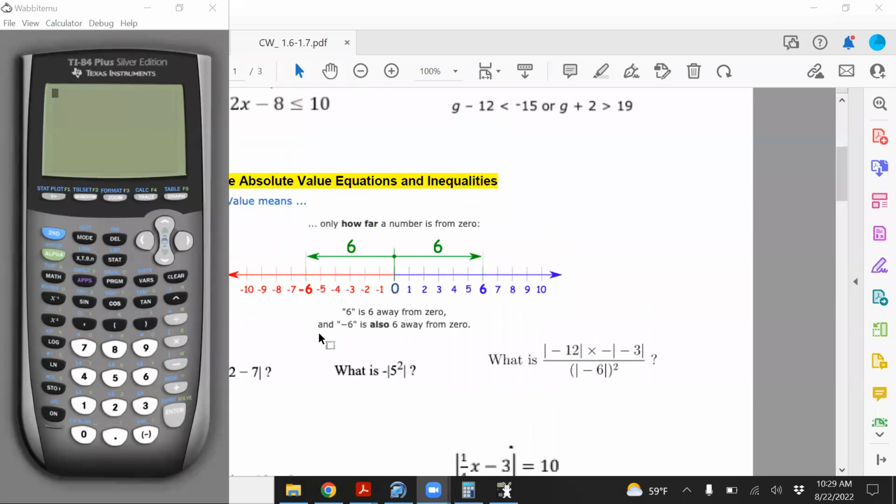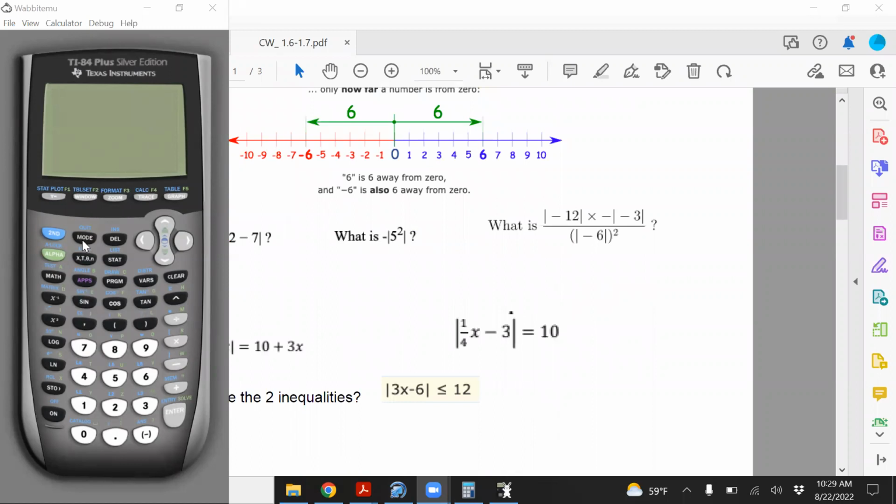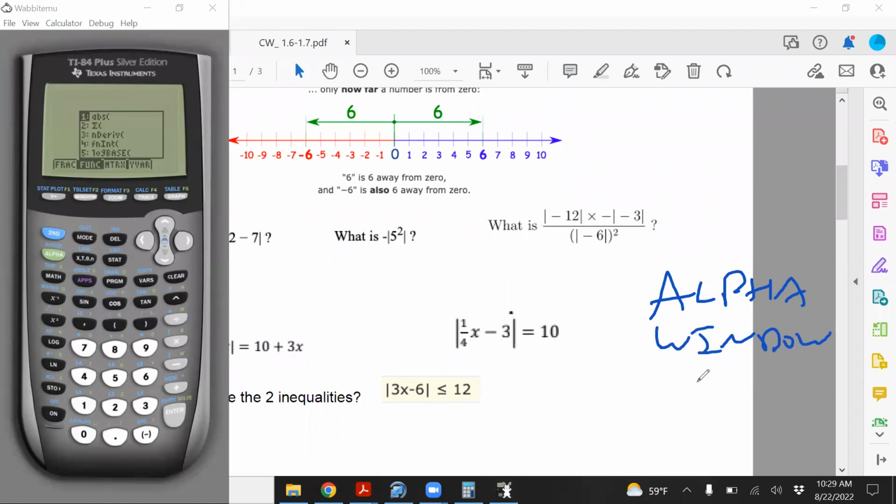Let's keep moving. Oh, and by the way, if you ever want to do absolute value in the calculator, I'm doing a recording, so you guys can watch this later. If you hit alpha window in the calculator, you could pull out absolute value. It'll look like that. And so you get this.